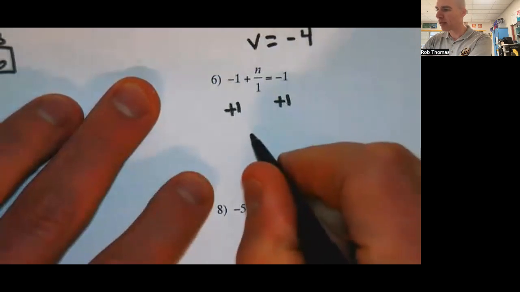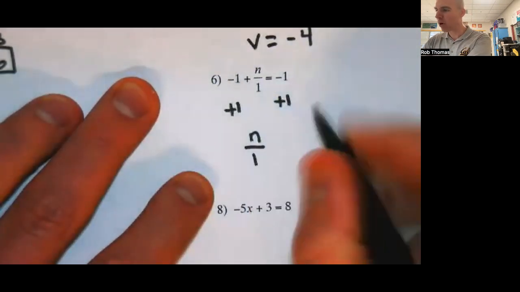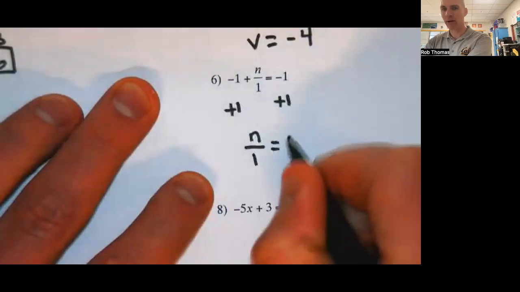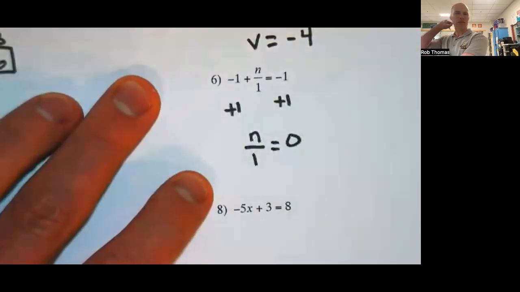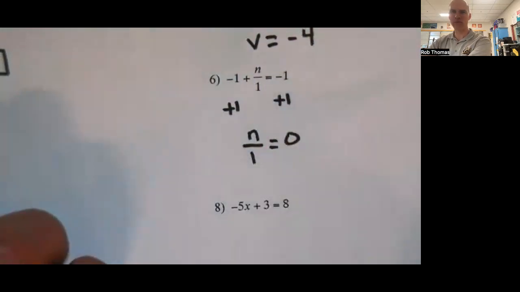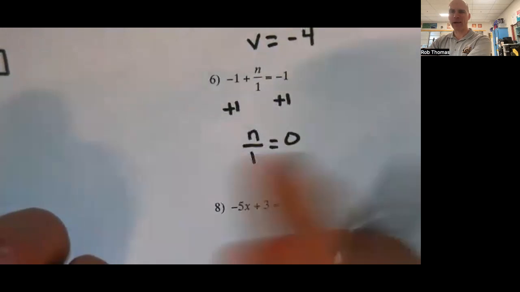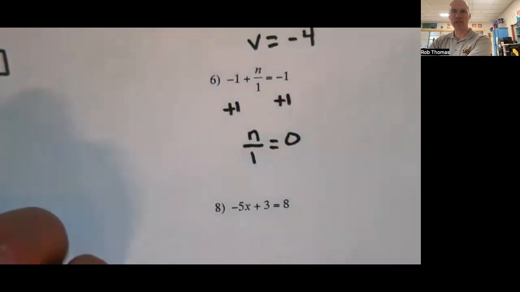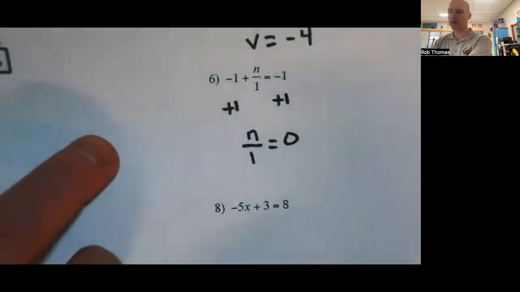So we get n divided by 1 equals 0. But we don't even really have to do anything here, right? Because n divided by 1, doesn't that just mean n? Some number divided by 1? It's still just going to be n. I suppose I could multiply both sides of the equation by 1, but that wouldn't do anything. So really this just says n equals 0.